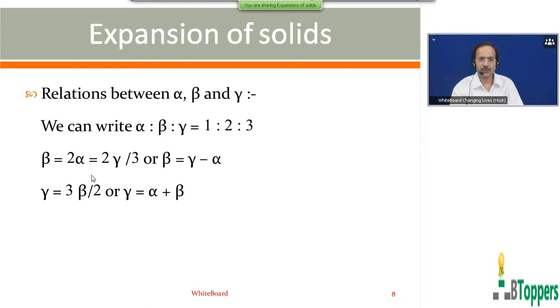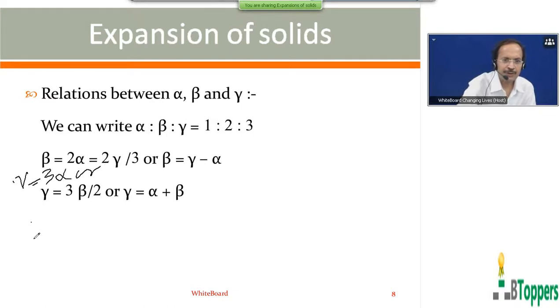We can write beta equal to alpha or 2 gamma by 3. Or beta can be written as gamma minus alpha. So gamma can be written as equal to 3 alpha, or 3 beta by 2, or gamma equal to alpha plus beta.